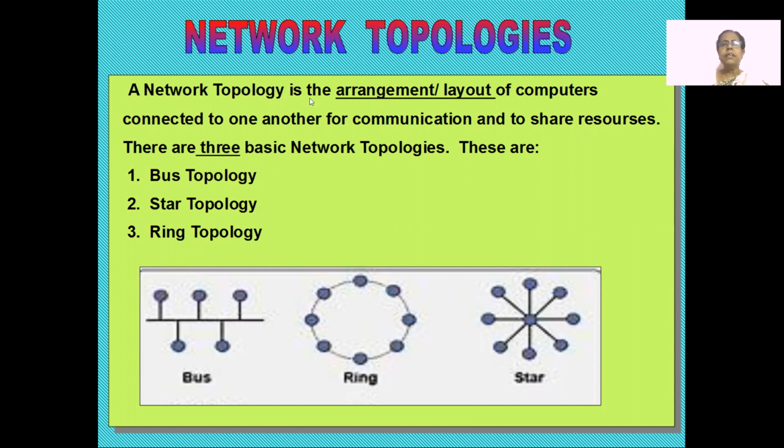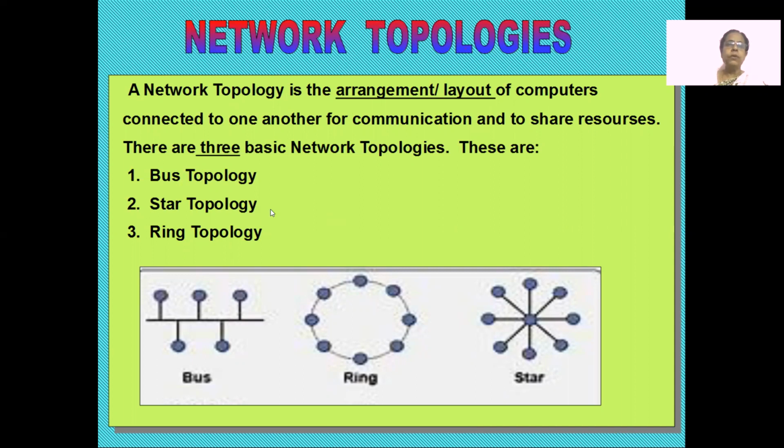So the basic need for laying out these computers in a different order is for the use of communication and to share the resources. What are the resources that you can share? You can share the peripherals like the printer, the scanner. Those are the type of things you can share if you're in a network. You need not arrange separate scanner and printer for each one.